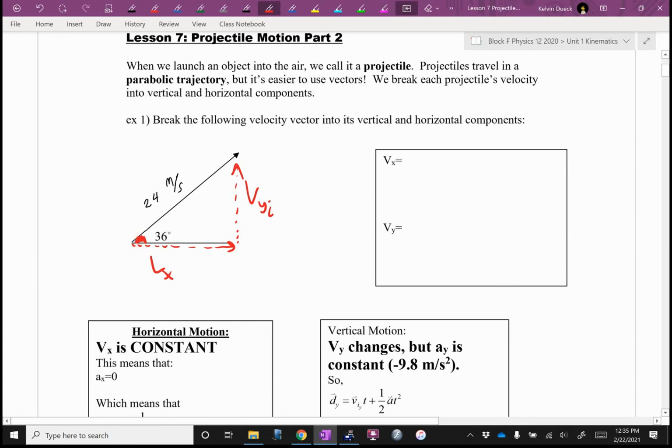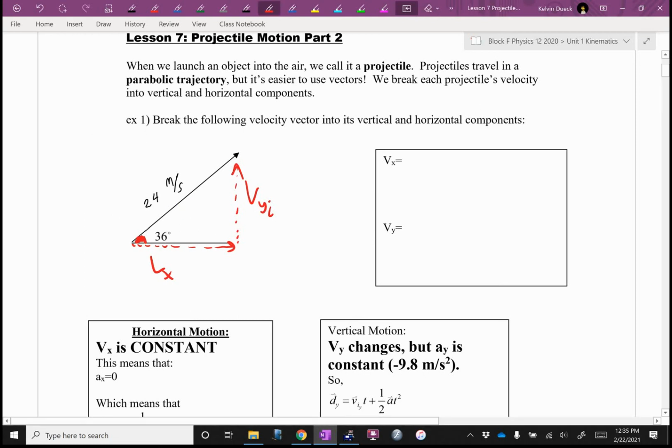Why did I put an initial on the Vy but not on the Vx? This one isn't changing. A is 0 horizontally, and I'll remind myself by never putting an initial or a final. It's the same no matter what. This one changes, and I'll remind myself of that by putting an initial when it's an initial, or if it's later, I'll put a final on there.